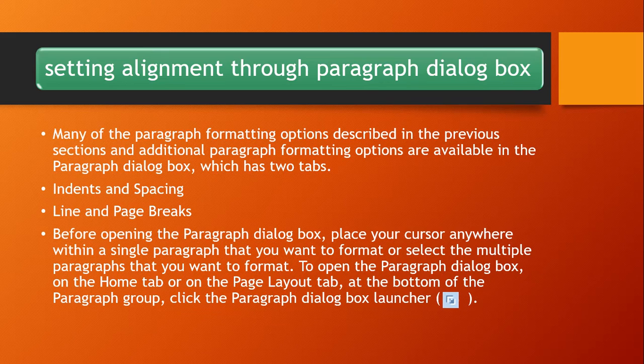Before opening the paragraph dialog box, place your cursor anywhere within the single paragraph that you want to format or select the multiple paragraphs that you want to format. To open the paragraph dialog box, on the home tab or on the page layout tab, at the bottom of the paragraph group, click the paragraph dialog box launcher.